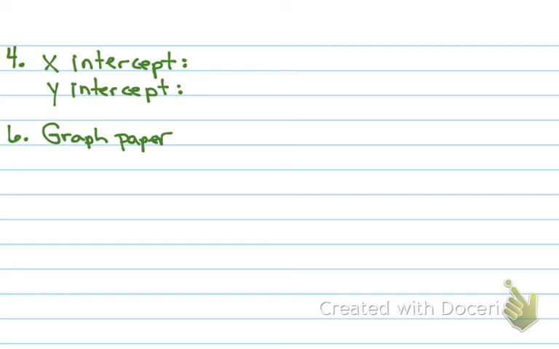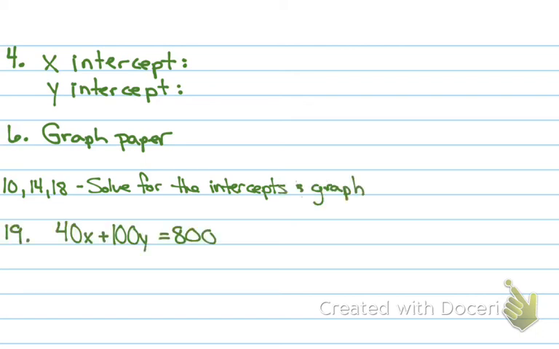On numbers 10, 14, and 18, again, this is the bulk of your homework. There's only 6 problems, and 3 of them you have to solve for your intercepts. Just like we did. How do you solve for the intercept? If I'm solving for x, what would I plug in for y? 0. If I'm solving for y, what would I plug in for x? 0. And I come up with my intercepts and I plot those points on a graph. So solve for the intercepts and then graph.